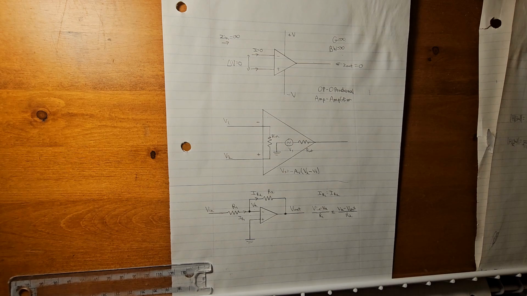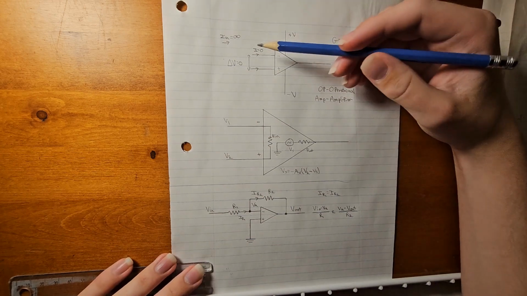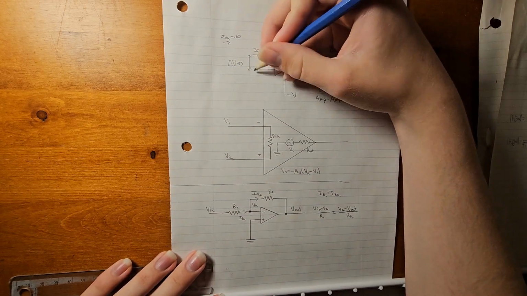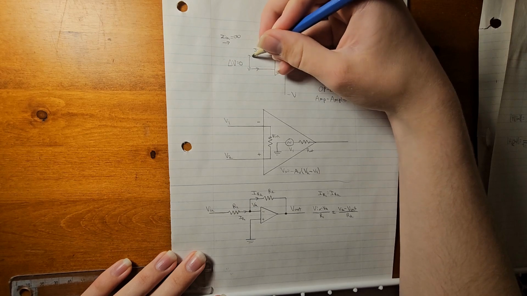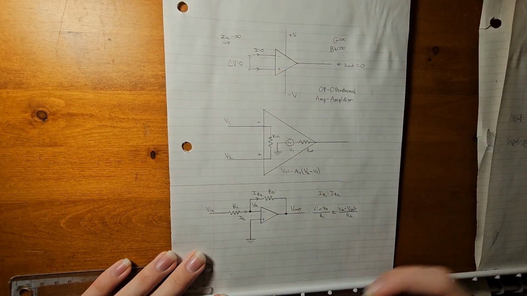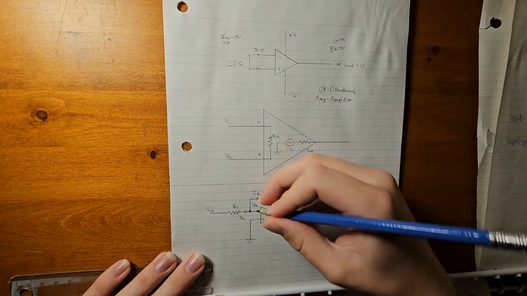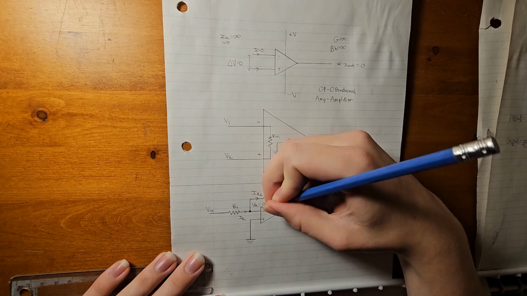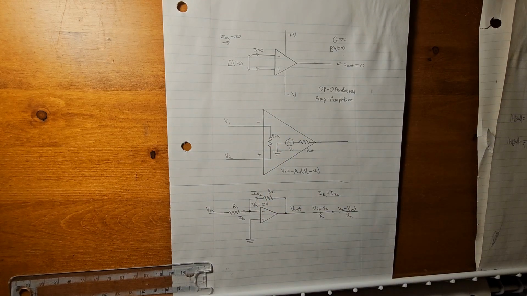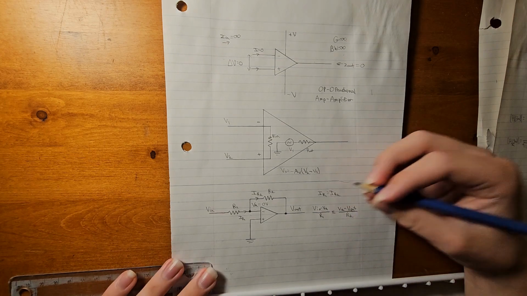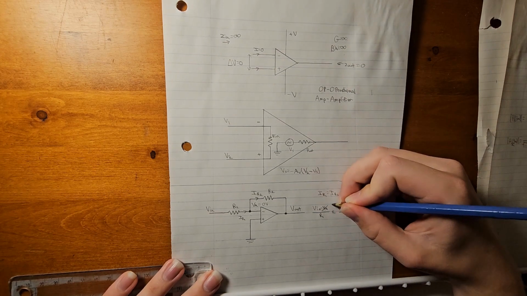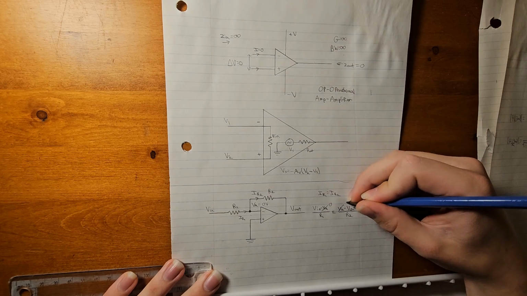Now we don't know what VA is. However, one of the properties of the op amp is that the voltage difference between these two terminals is always zero. So we could say that VA is just equal to 0 volts. So it seems like it's a ground. It looks like a ground to the circuit. So we could cancel these out, these two VAs, as they both go to 0.